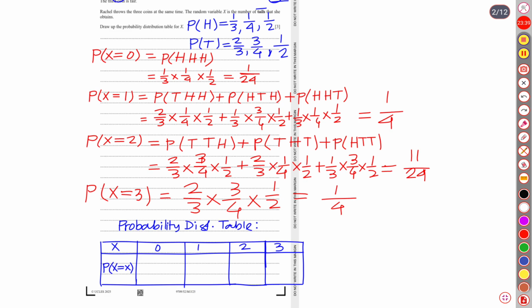So our probability distribution table is ready. Now insert the information. The first probability was 1 over 24. Second one was 1 over 4. Third one is 11 over 24 and then 1 over 4. So let us write, when x is 0, then our probability is 1 over 24.